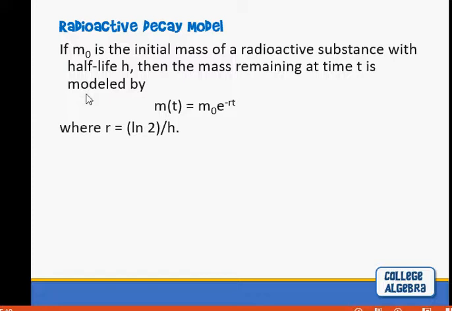And you could actually solve the equation and come up with a formula for r based on the half-life if you wanted to. I usually just plug the numbers in and work it out each time, but there is a little formula of how r and the half-life relate to one another. But to find that, you just use m sub 0 and 1/2 times m sub 0, and solve the equation.